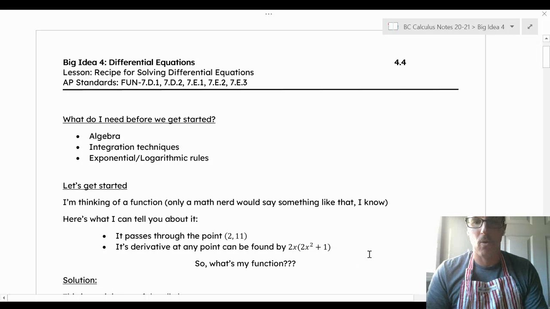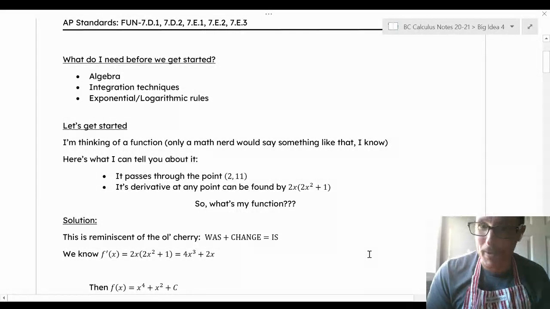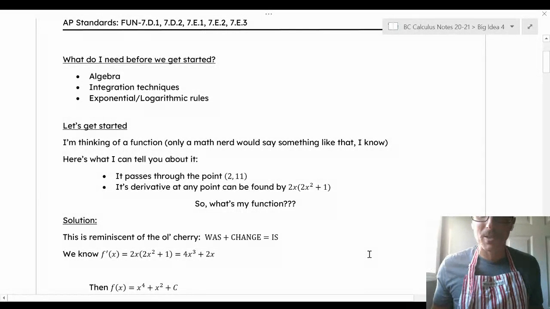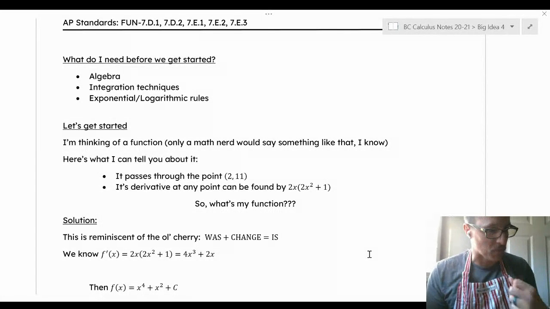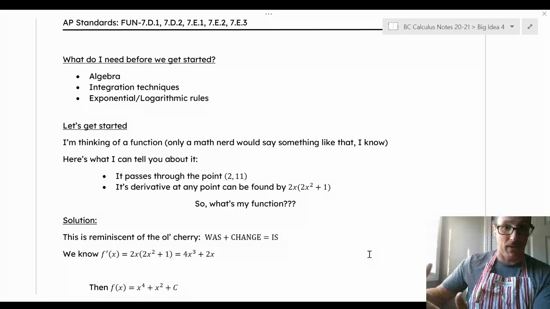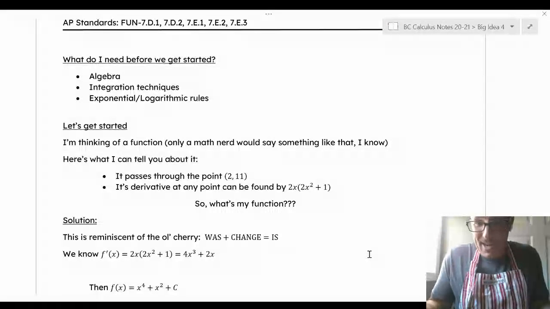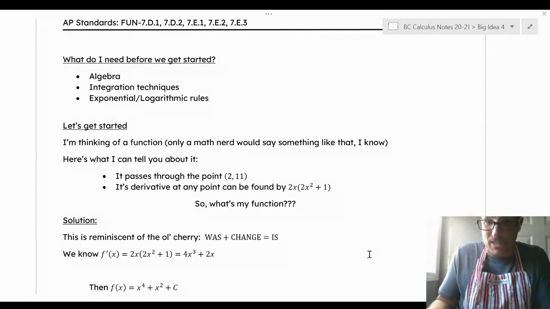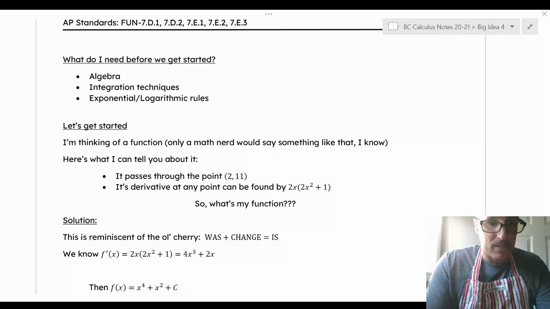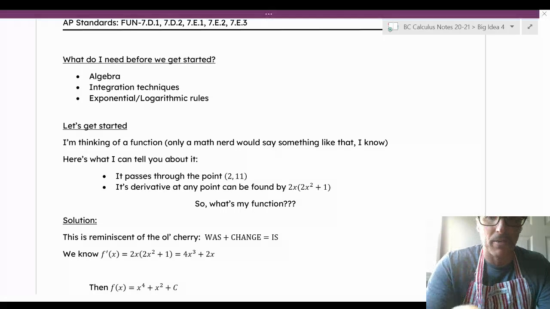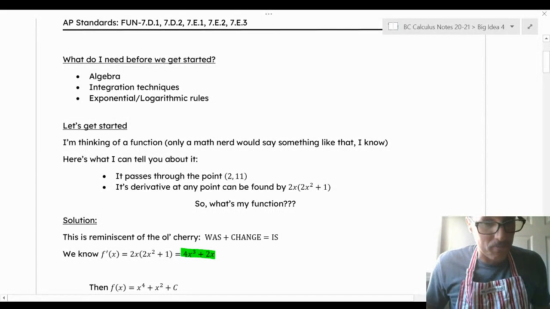Yeah, okay, so I'm a dork, and here's how I would do it, right? It sounds like was plus change equals is, right? I know the rate of change of a function. I know where the function was. I need to be able to figure out where the function is at any x value. So I can basically take the antiderivative of that derivative equation, the differential equation. So if f prime is 2x times 2x squared plus 1, I know that that's the same thing as 4x cubed plus 2x.